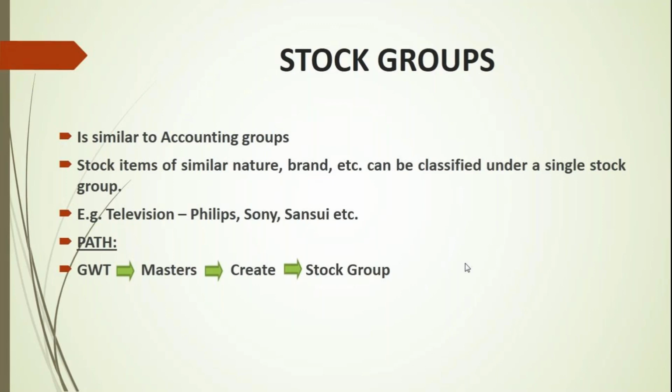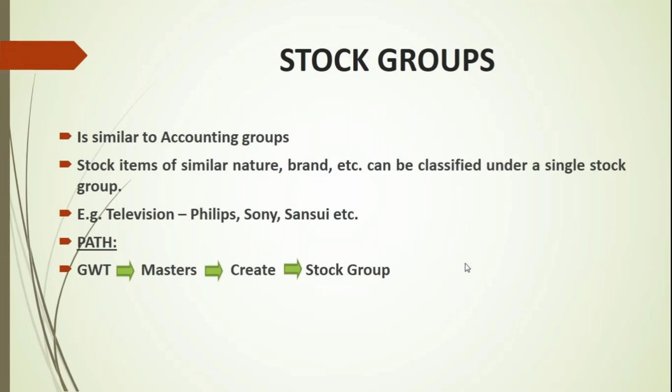Now, whenever we are creating ledgers for furniture, land and building, plant and machinery, we categorize them under the group of fixed assets. Like that, here also we can categorize the stock items under the respective stock groups, again based on similarity of behavior. So stock items of similar nature, brand, etc., can be classified under a single stock group.